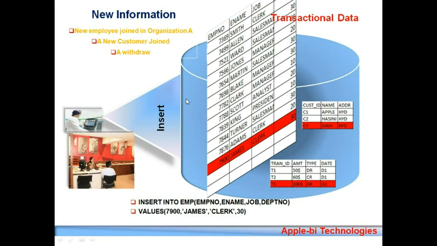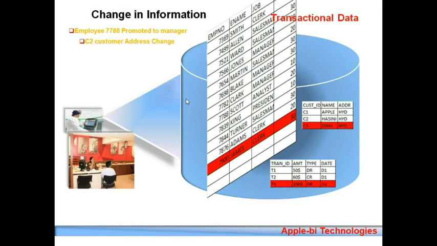You have a table. If a new customer joined, a new employee joined, or a new ATM transaction was done, all the data will go and get inserted into these tables. That is a normal activity. Now we have employees, customers, everything is there.